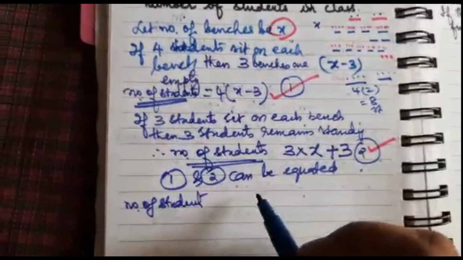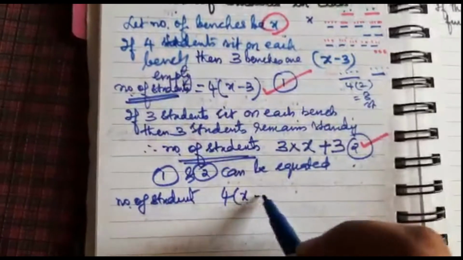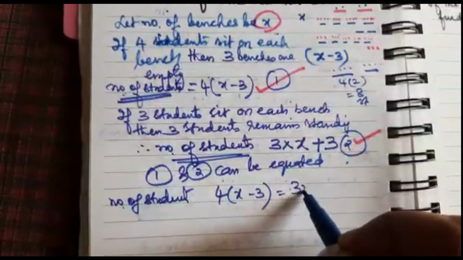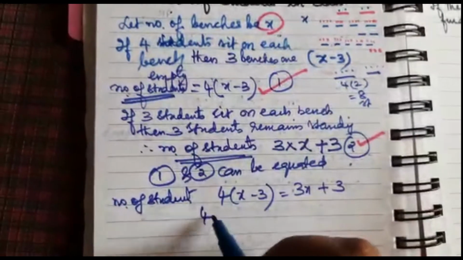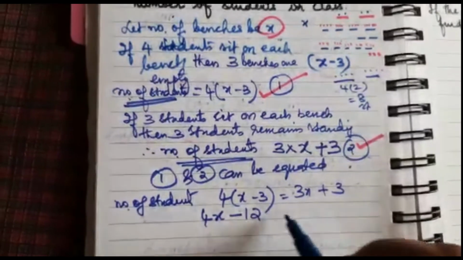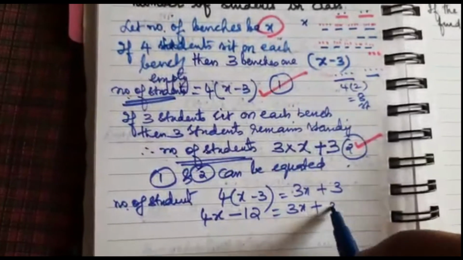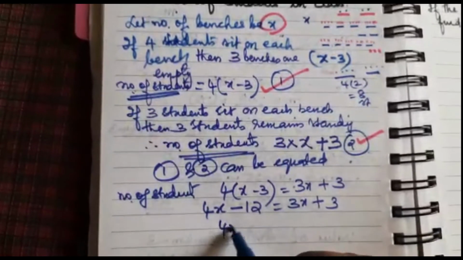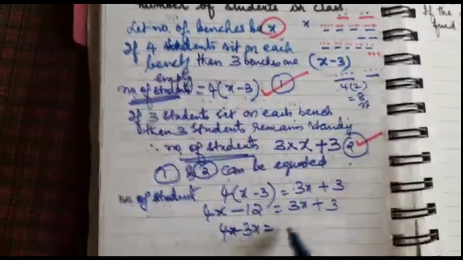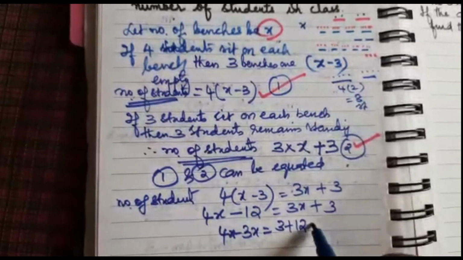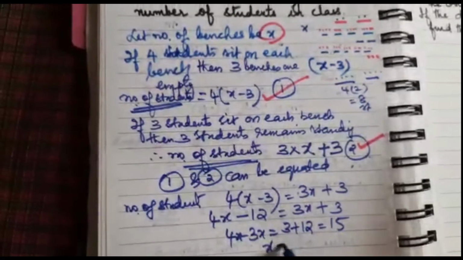So how will you get it? First one, 4 into (x minus 3) equals 3x plus 3. 4 into (x minus 3) means 4x minus 4 3s are 12. That is equal to 3x plus 3. 4x minus 3x equal to 3 plus 12. 3 plus 12 is 15. So x is equal to 15.